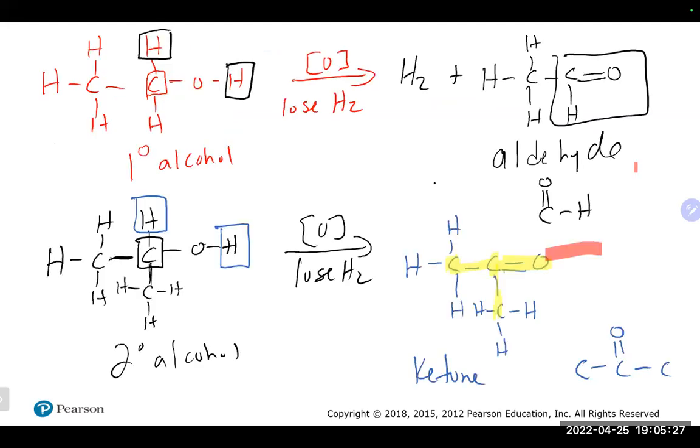Question on any of those? By the way, the reduction reaction is the opposite. In a reduction reaction, you add the hydrogen back in, and you get your alcohol back. You start with a ketone, add the hydrogen back in, you get your secondary alcohol back. Remember, oxidation and reduction are always tied together, so they're basically kind of opposites of each other in these types of reactions. Any questions on that? I hope that will help you for your lab this week.